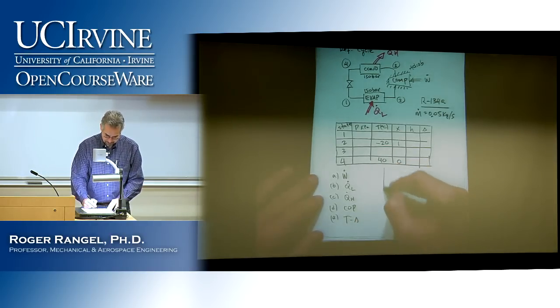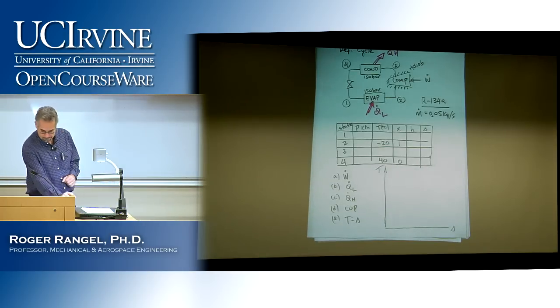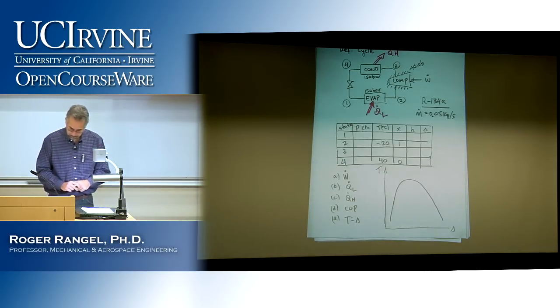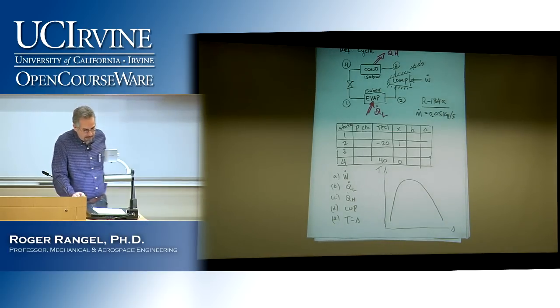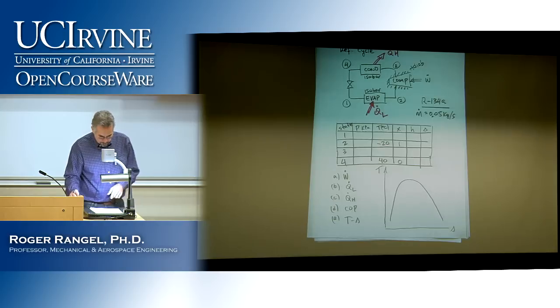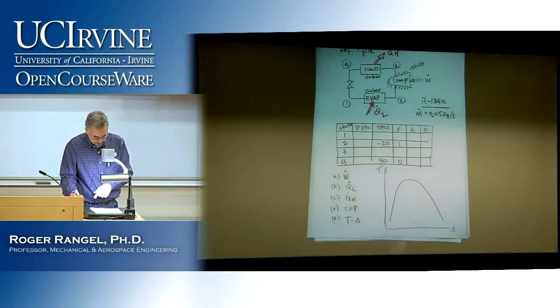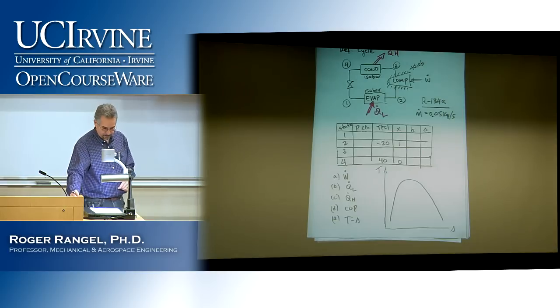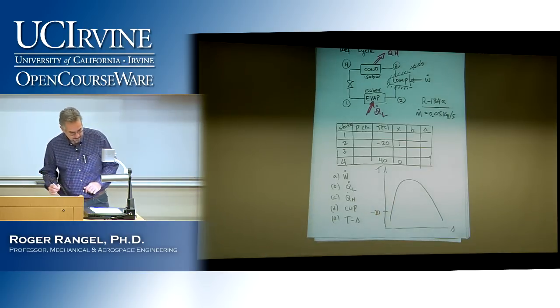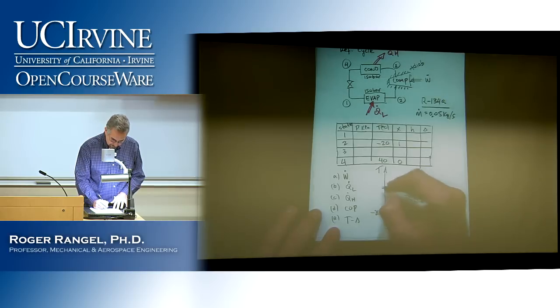So I'll start doing that here. TS. Put a dome. And let's see if you can do something with the data that we have. All right. So the ones we have most information, and therefore those are the most useful, are of course 2 and 4. Because for 2 we have the temperature and the quality, and for 4 we have the temperature and the quality. So those are easy. Let's start with 2, minus 20, so maybe we want to put a minus 20 here, since that seems to be an important temperature in this cycle. And that is a 40, so let's put the 40 there.